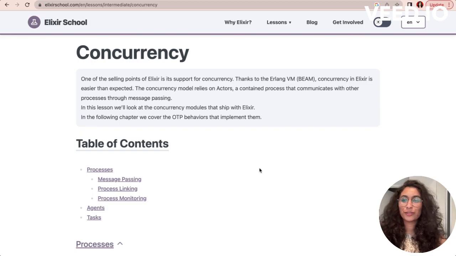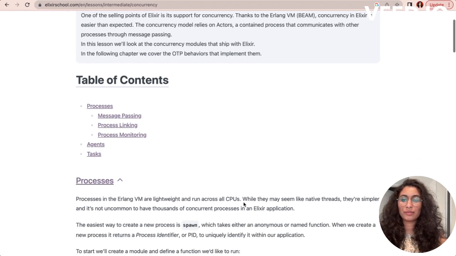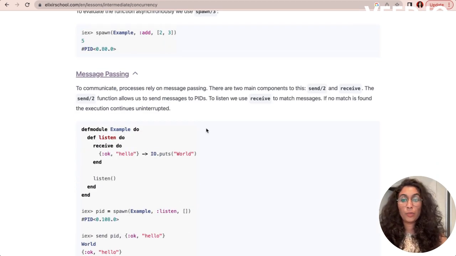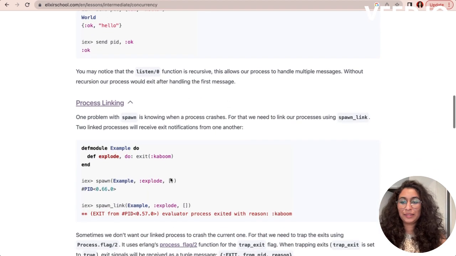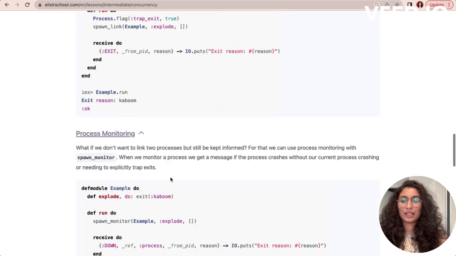I would also recommend that you go ahead and read up on the Elixir concurrency documentation. They have given really helpful information over here. Basically, you can see how spawning is used in processes, and how message passing is used to communicate between processes, and they have given it with examples. These are very common and simple examples that you can see, and how process linking can be used to link processes.